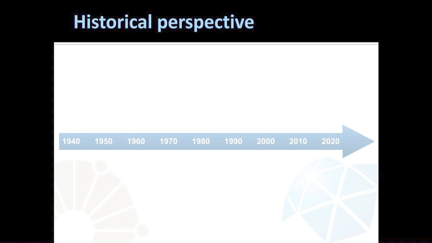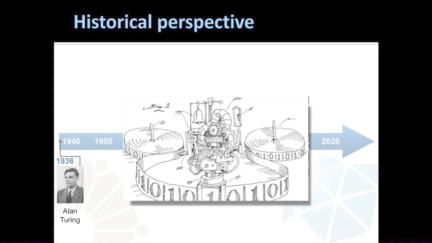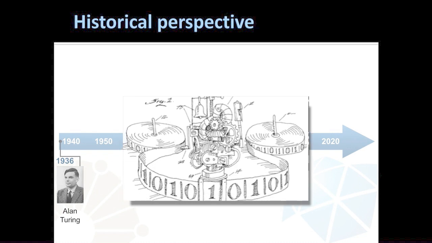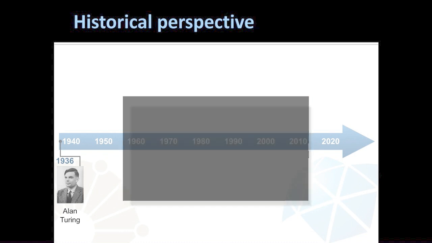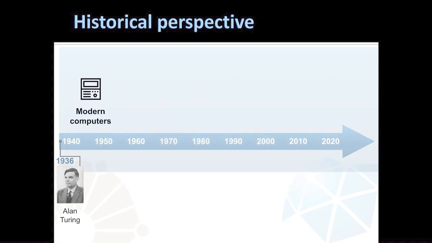Let's consider a timeline of machine learning. We can start our timeline in 1936, when Alan Turing proposed a Turing machine. And what is a Turing machine? We can understand a Turing machine as a mathematical model of an abstract machine that could manipulate symbols. This was the theoretical foundation that made modern computers possible.